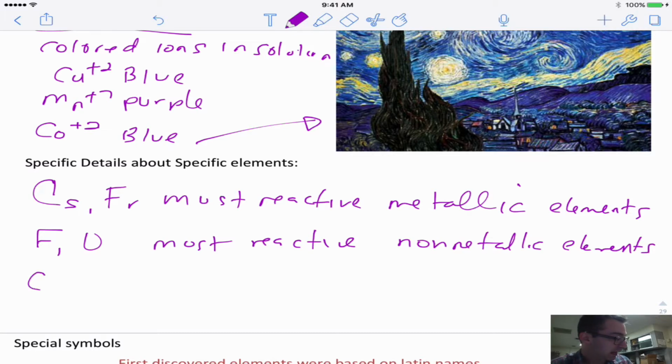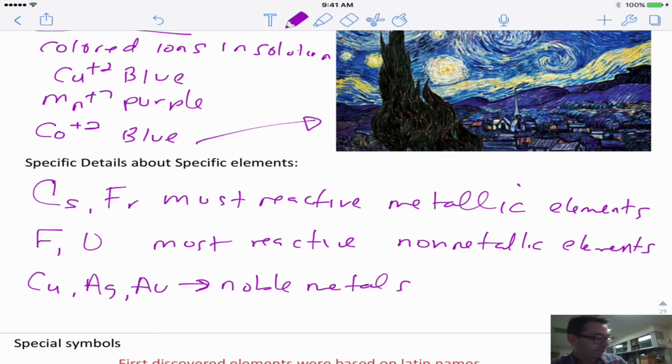Something like copper, gold, silver. These are sometimes called the noble metals. They rarely react with any other elements. They are especially useful in something like jewelry. Copper is the most conductive element out there, and it is used in electrical wiring.